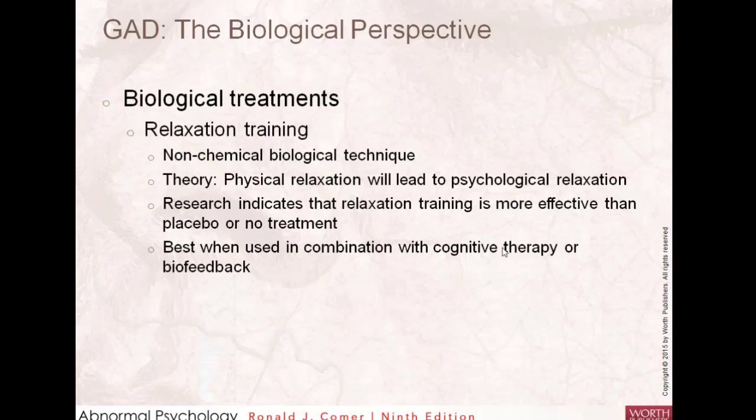Now it says this may be best when used in combination with a cognitive therapy like we talked about, or biofeedback. Biofeedback would basically be hooking a person up to maybe a heart monitor or have something taking their blood pressure, and then they can actually see that their heart rate is declining a little bit, calming down a little bit while they're doing their relaxation training.